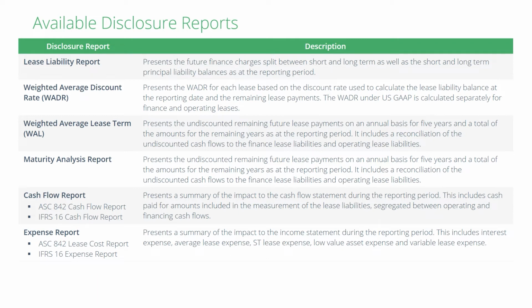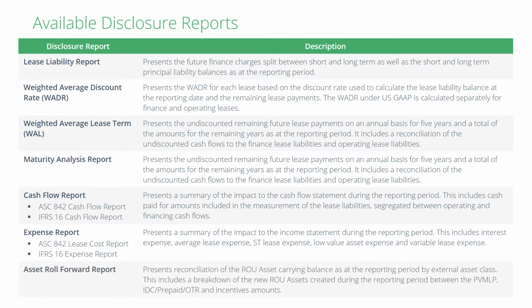The last report is the asset roll forward report. And this represents a reconciliation of the right-of-use asset carrying balance at the reporting period end by external asset class. This includes a breakdown of the new right-of-use assets created during the reporting period between the present value of minimum lease payments, initial direct costs, prepaids, obligation to refurbish, and incentive amounts.